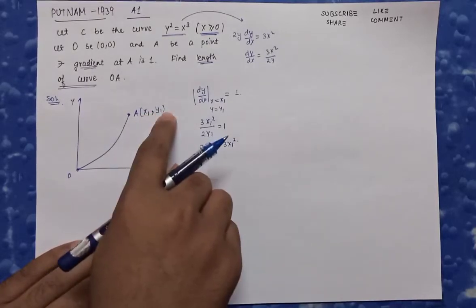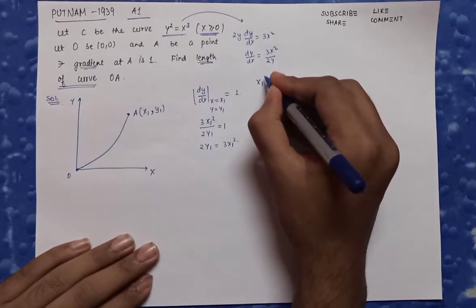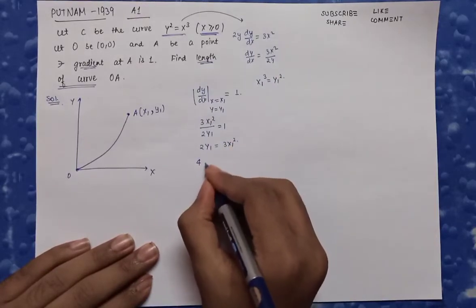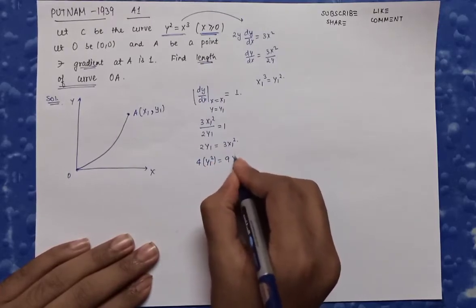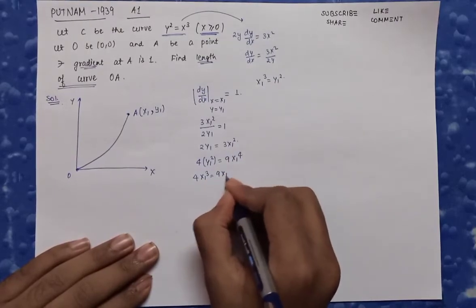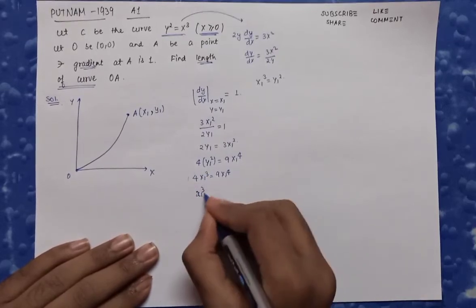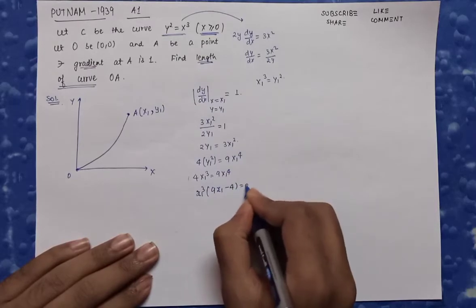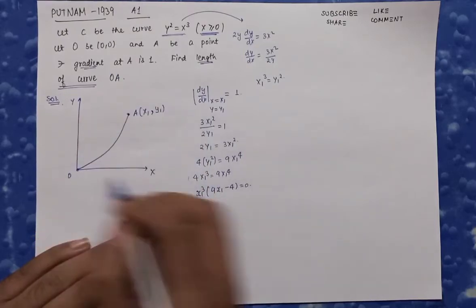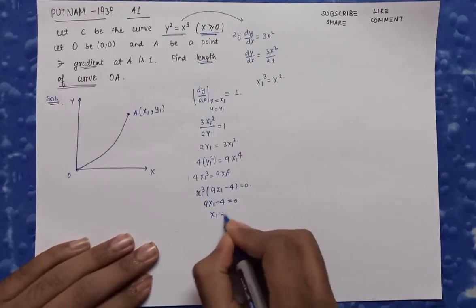Also, because x1 comma y1 satisfies this equation, I can get one more relation, which is x1 cube equals y1 square. So let's square this equation both sides. Then what I'll get, 4 y1 square equals 9 x1 raised to power 4. 4 y1 square can be written as 4 x1 cube, equals 9 x1 raised to power 4. Now let's take x1 cube as common, and let's take this in RHS. Then what I will get, x1 cube times 9x1 minus 4 equals 0. Obviously we are not going to take x1 equals 0, because A is not the origin. So x1 cannot be 0, therefore 9x1 minus 4 must be 0, or x1 equals 4 by 9.